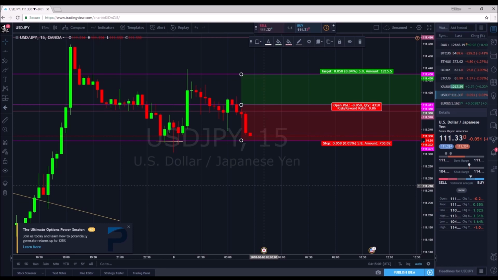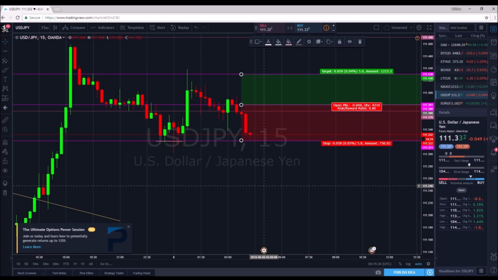If you're wondering what lot size you need to use, I'm going to tell you right off the bat, there are programs and software where you can plug in what your account size is, what pair you want to trade, and how much you want to risk, and it'll tell you exactly what lot size to use. So that's a hard question to answer: what lot size am I using? It depends on your account size.